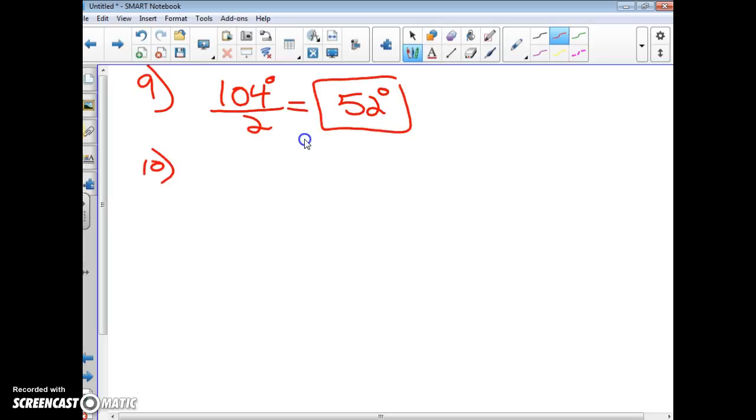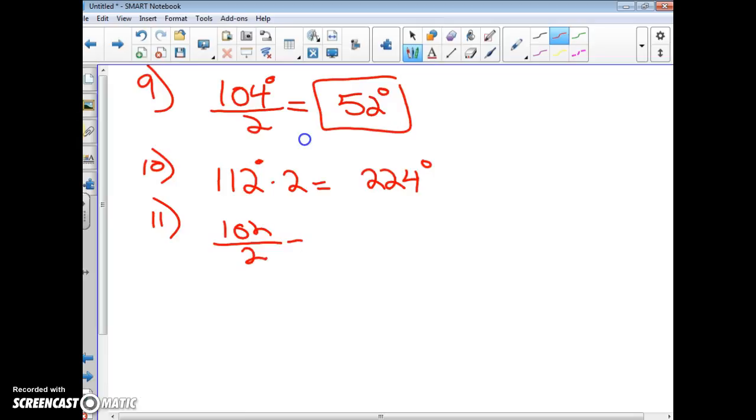Number 10. Again, you may want to look at my solutions where I write down a little bit more than what I'm going to say. But in order to get to that answer, I'm going to take 112 degrees, multiply by 2, and get the answer is 224. Number 11. Again, I'm going to take 102, cut that in half, and I get that my answer is 51 degrees.